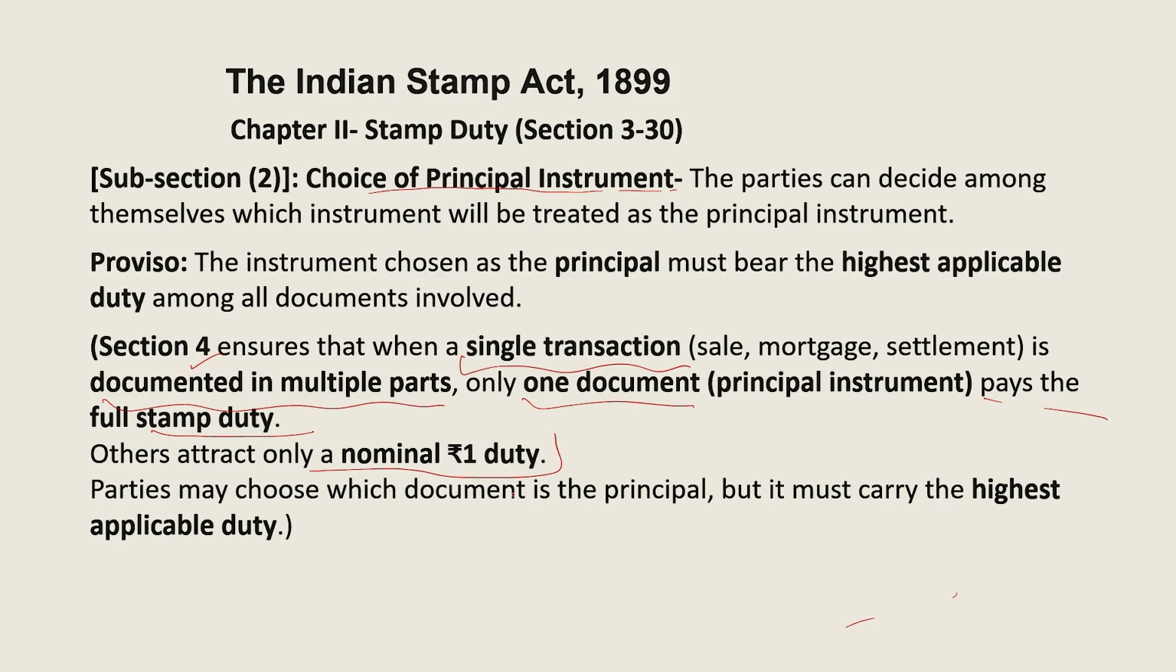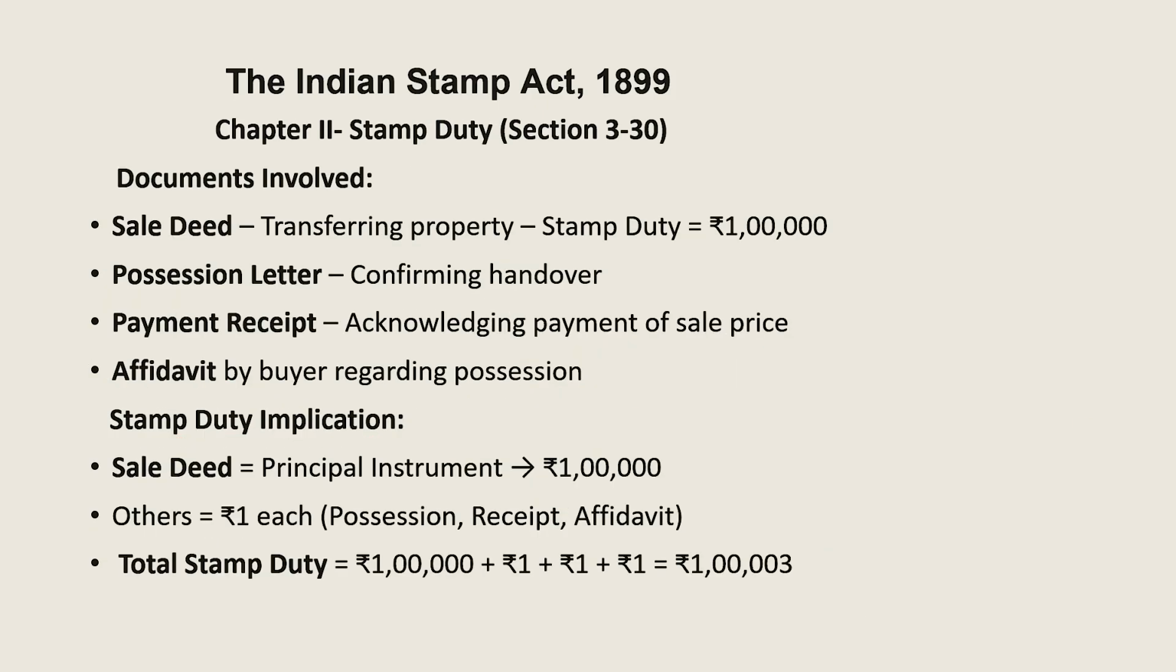Right? Now moving ahead, see the documents involved: a sale deed transferring property, stamp duty 1 lakh; a possession letter confirming handover; a payment receipt acknowledging payment of the sale price; and an affidavit by the buyer regarding the possession. Now the stamp duty: sale deed, principal instrument, 1 lakh rupees, others 1 each. The possession receipt and affidavit, all these are the documents with this sale deed.